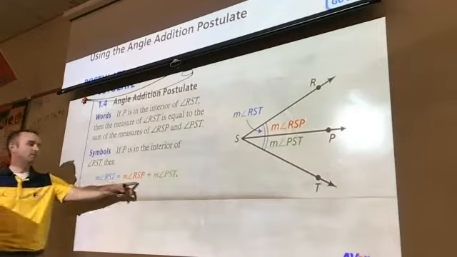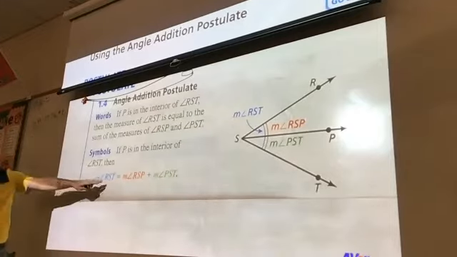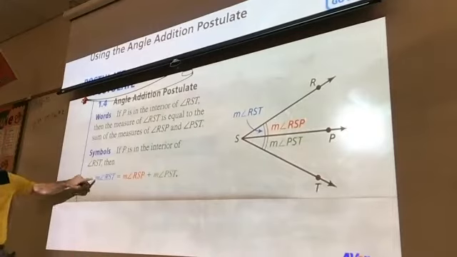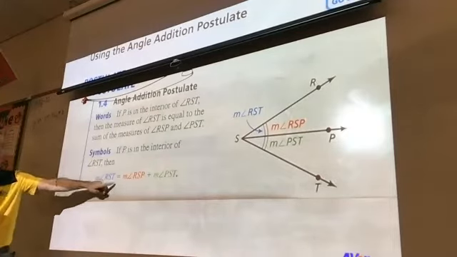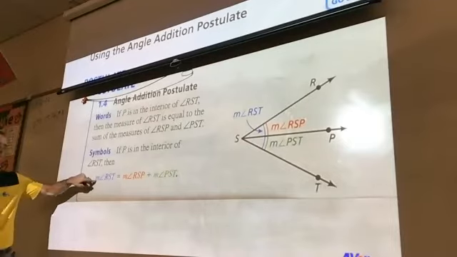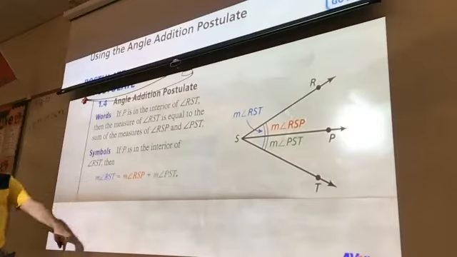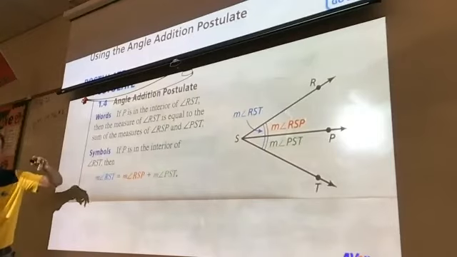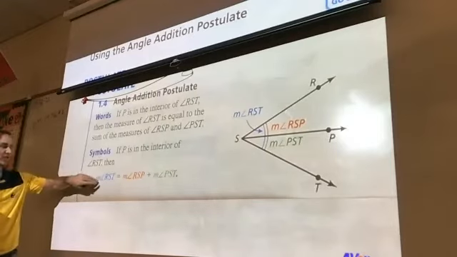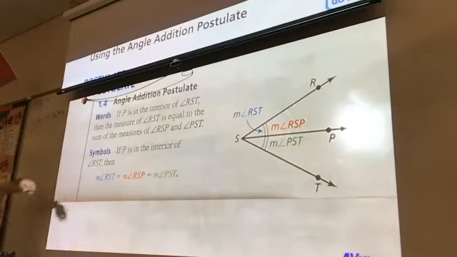Just a reminder here: anytime we have an equation with an equal sign, we are going to have those m's in front, because that's the measure of the angle. So the equal signs and the m's for measure go together. We're always going to see those together. You're never going to have an angle equal something; the measure of the angle is equal. It's one of those small things. Again, I'm not going to mark it down for it. It's just one of those things that we pick up as we go.